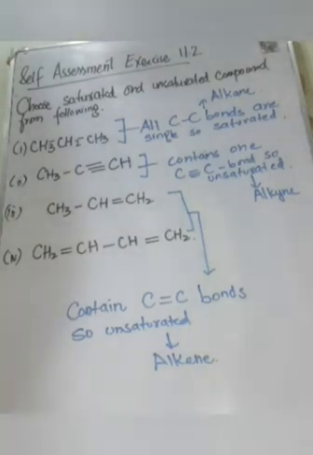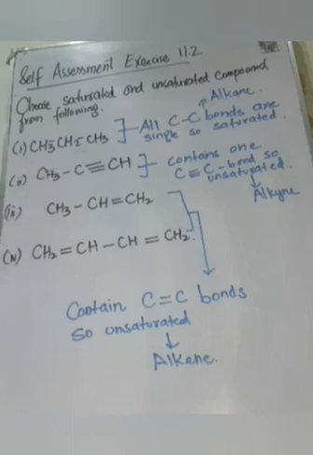Now we will do a self-assessment exercise. This exercise asks us to choose saturated and unsaturated hydrocarbons from the following examples. In the first example, we have an organic compound, propane, and as you may see, all the carbon-carbon bonds are single bonds. Since all the carbon-carbon bonds are single, it is a saturated hydrocarbon. Therefore, it may be called an alkane.